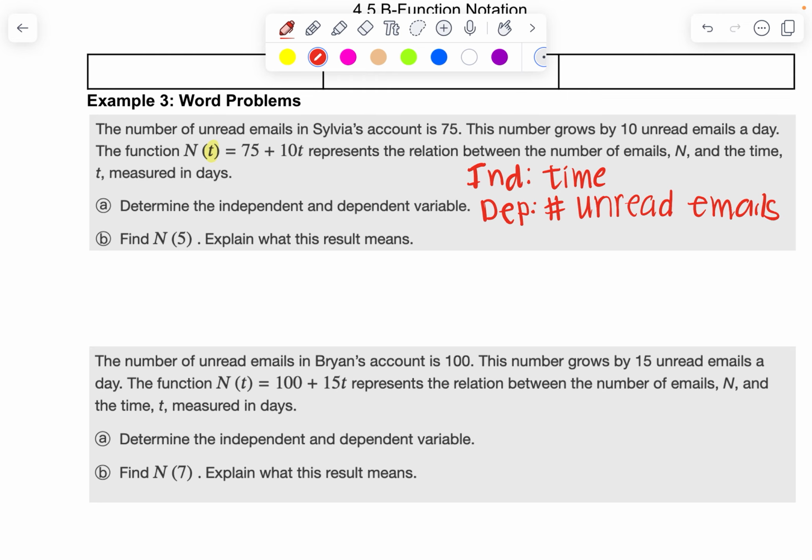Then it says find n of 5 and explain what the results mean. So n of 5 would be 75 plus 10 times 5. So I'm replacing my t with a 5. And that gives me 125. And what that means then, if our t is representing days, that would mean after 5 days there are 125 unread emails.